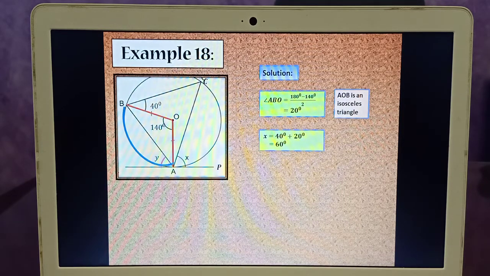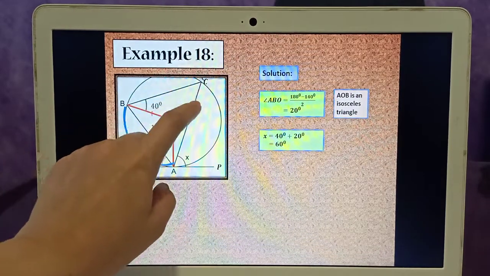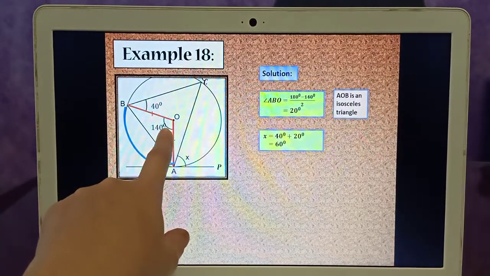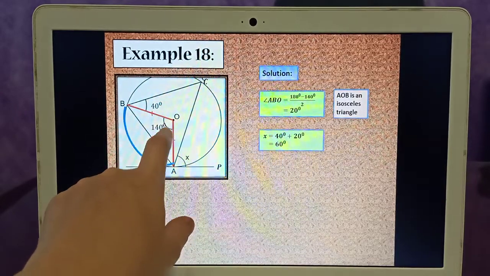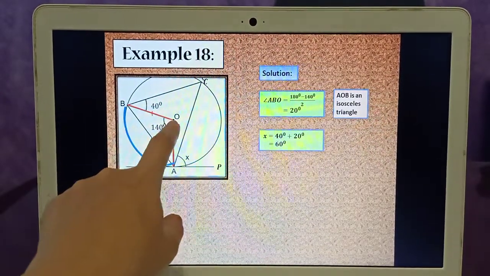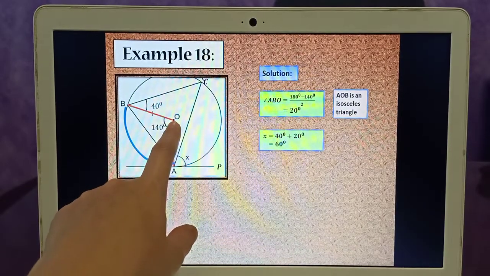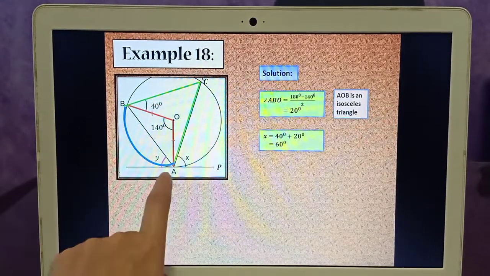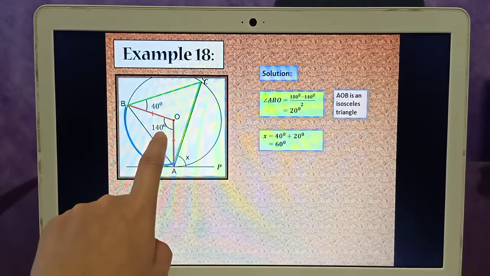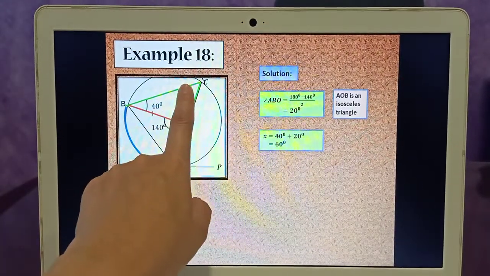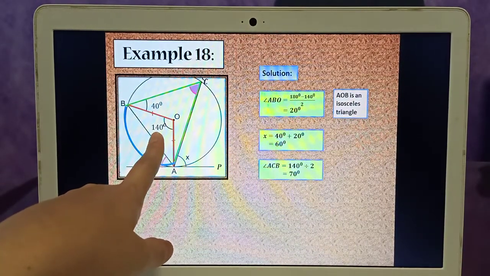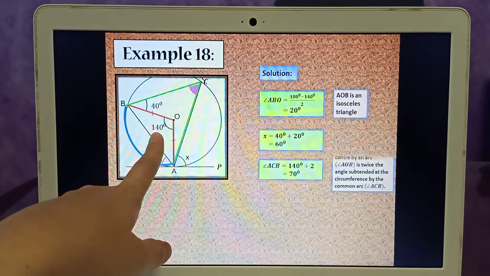To find y, I need to know this angle. Why? Let me find this angle first. This is angle subtended at the center, right? 140 degree, because it is subtended by the arc AB with these two radii at the center. And then there are two chords also subtended by this common arc. So this angle is actually half of this, or we can say this is twice of this. So in order to get this one, we divide this one by 2. So angle ACB is equal to 140 divided by 2, which is 70 degree.